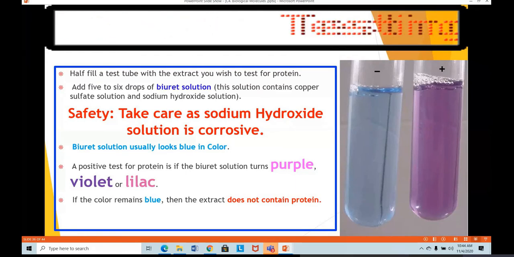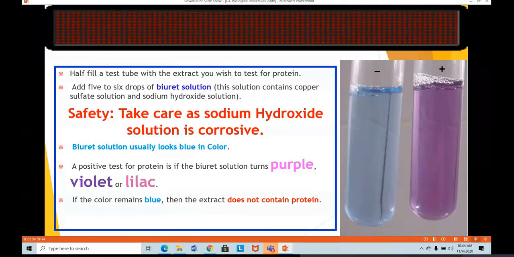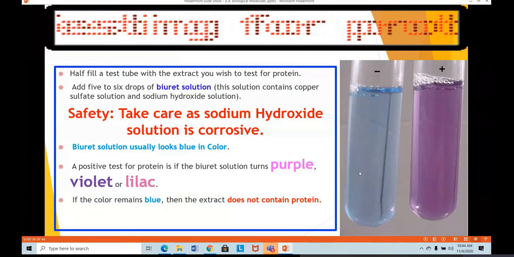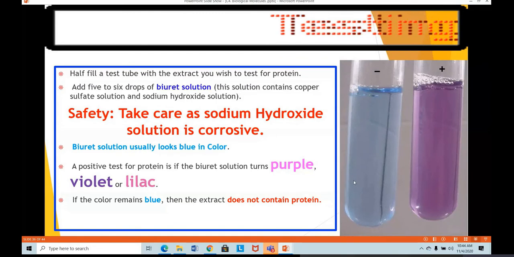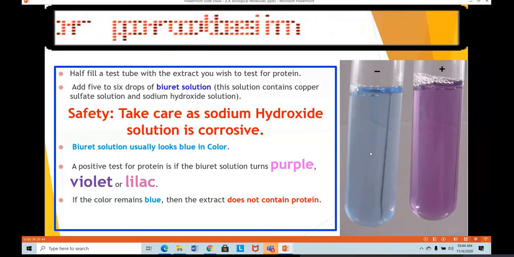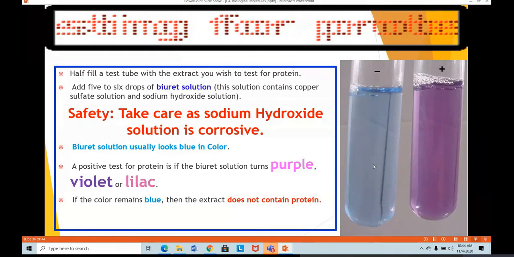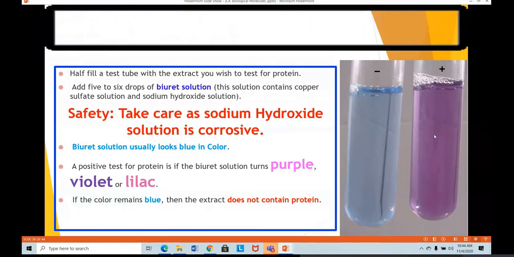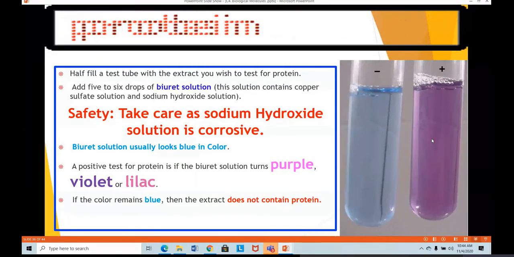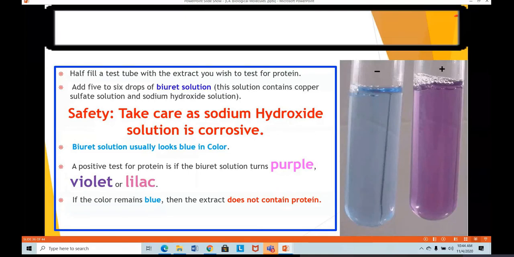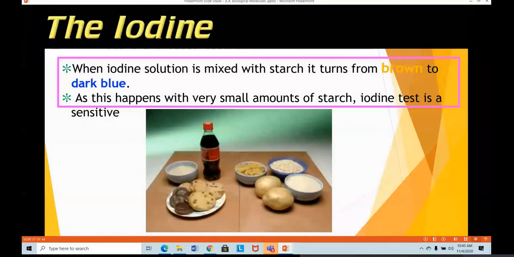So the test conducted for the presence of proteins is known as a biuret test, wherein you use a biuret solution, which is blue in color. Biuret is actually copper sulfate solution and sodium hydroxide mixed together. Whenever you add food containing protein to this biuret solution, if it remains blue, the food does not contain protein. But if it turns purple or violet or lilac, the food contains protein. The deeper the color of the solution, the more peptide bonds are present in the protein. So that was about the protein test.